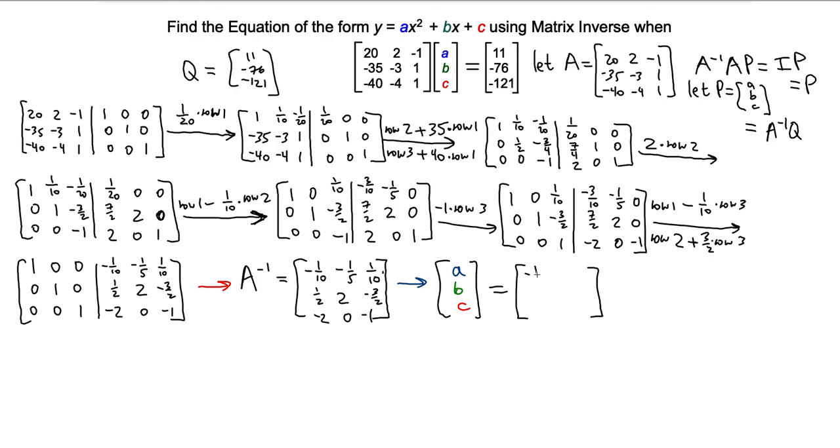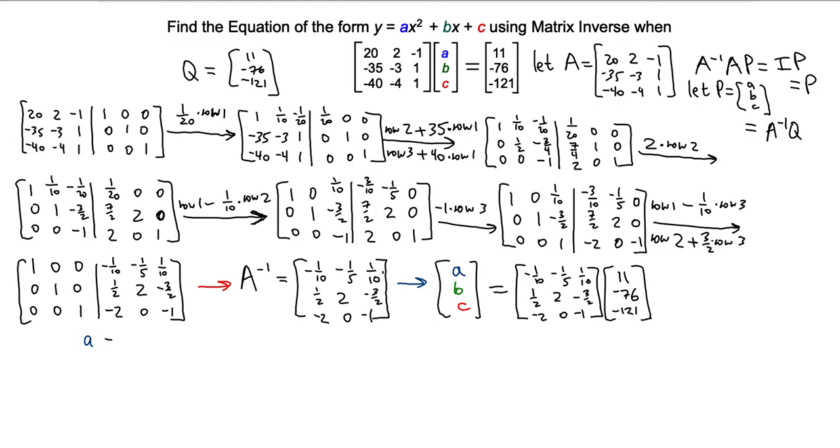So it's going to be the inverse. Let's copy that down. Minus 1/10, minus 1/5, 1/10, 1/2, 2, -3/2, -2, 0, -1, times the Q matrix, which is 11, -76, and negative 121. So now that should be easy, right? Because we're going to basically use the product of these matrices and find the resulting entry for A, B, and C, right? So how do we find the A?